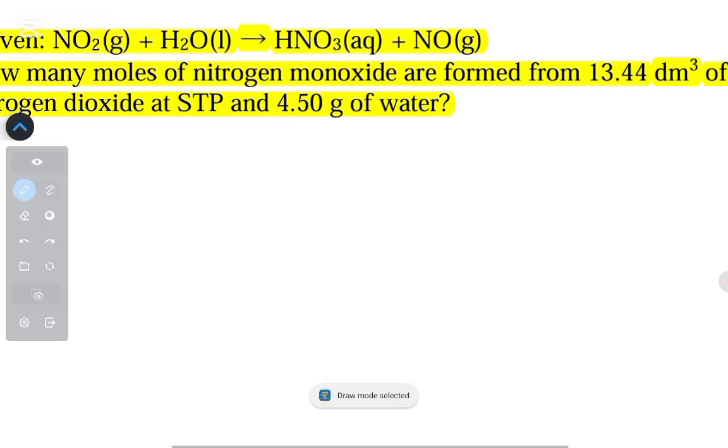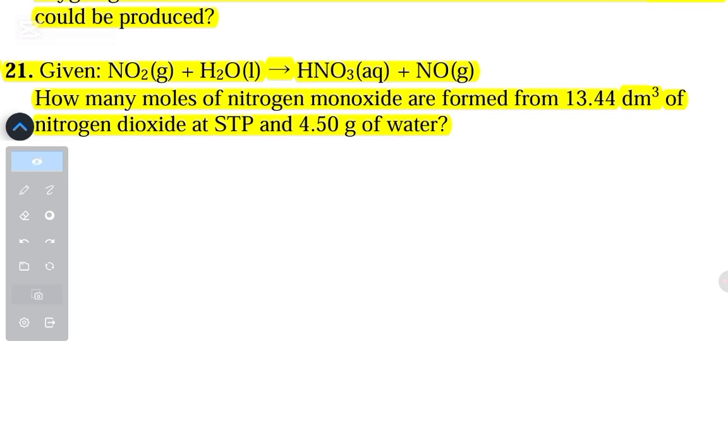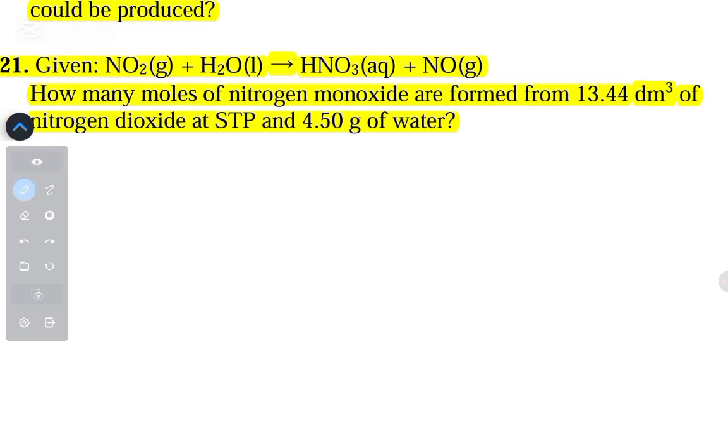Okay, 13.44 decimeter cube of nitrogen dioxide and 4.5 gram of water. Like I always say, what do they give? They give 13.44 volume of nitrogen dioxide, and 4.5 gram of water. Now make that into moles. It said STP, so divide 13.44 by 22.4. What do you get? You get 0.6 moles.